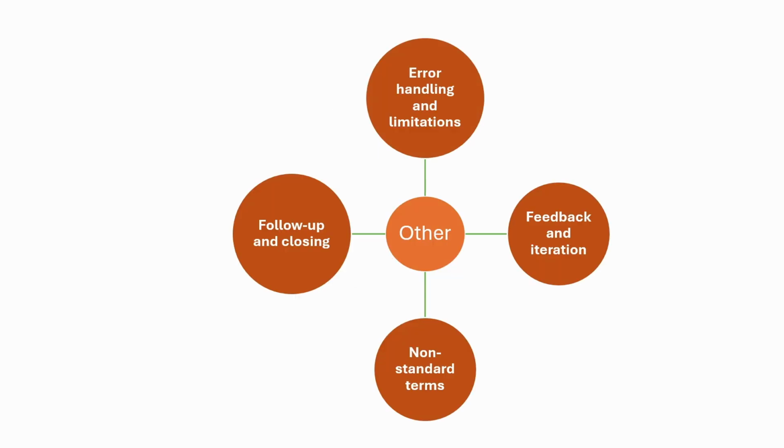But in the meantime, these are some other items that you might want to include in your instructions, such as how should your agent handle errors? How should it handle feedback? Any non-standard terms. So if your organization typically uses acronyms, then you might want to include those there. And then as well, follow up and closing remarks of your agent when you are having conversations with it.